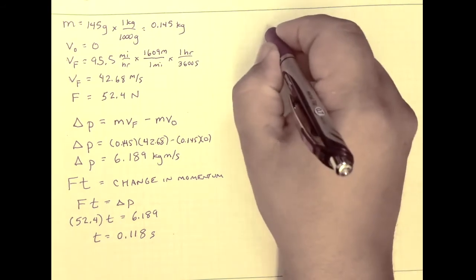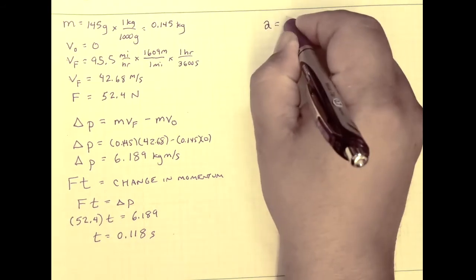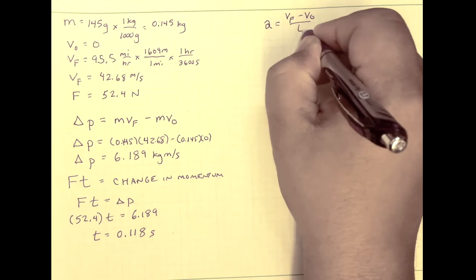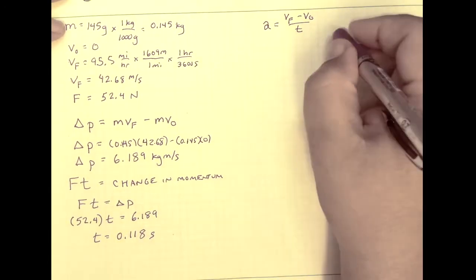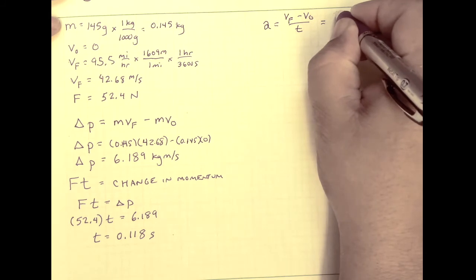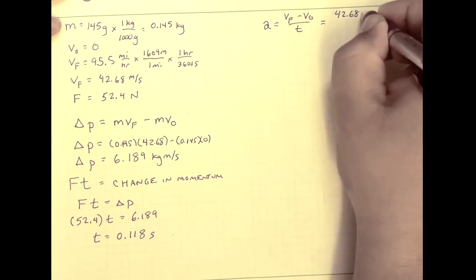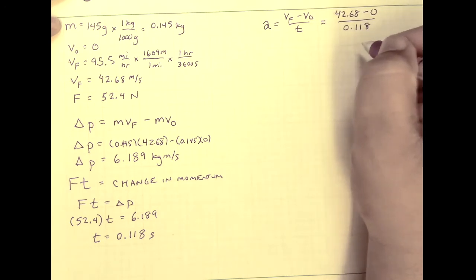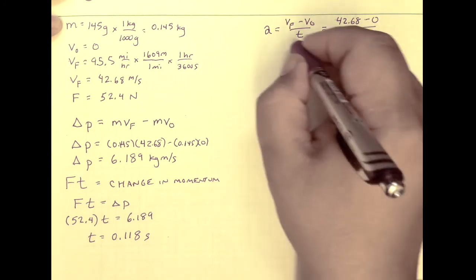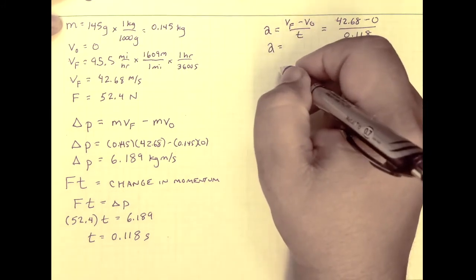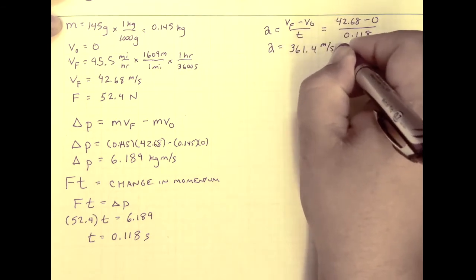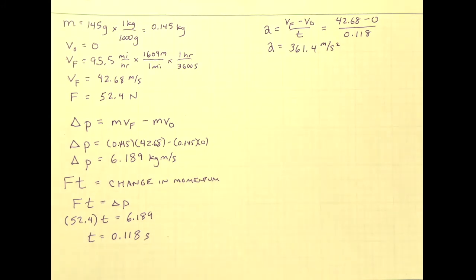We're then asked, what acceleration does the pitcher produce? There are actually a couple of ways to get this. We could simply use the definition of acceleration, since we know the final velocity, 42.68, and the initial velocity, 0, and then the time in the pitcher's hand, 0.118 seconds. That gives us an acceleration of 361.4 meters per second squared. We would report that as 361 meters per second squared.